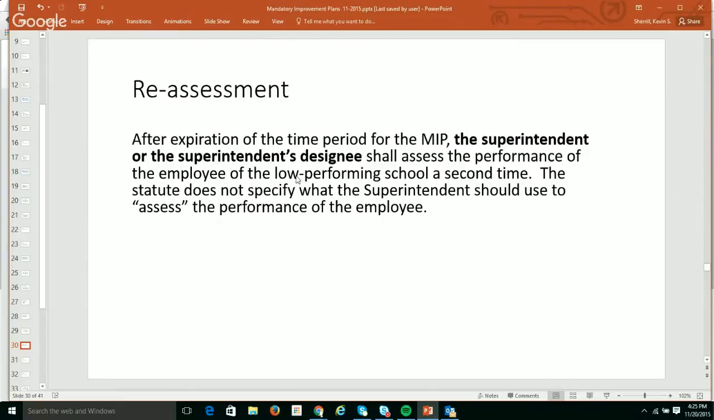Interestingly, the statute does not tell us what we're supposed to do to actually assess the performance of the employee. It doesn't say meet and do another evaluation. It doesn't say observe. It just really doesn't say. Could be a conversation. Right, yeah, Carol's saying it could be a conversation with the principal.